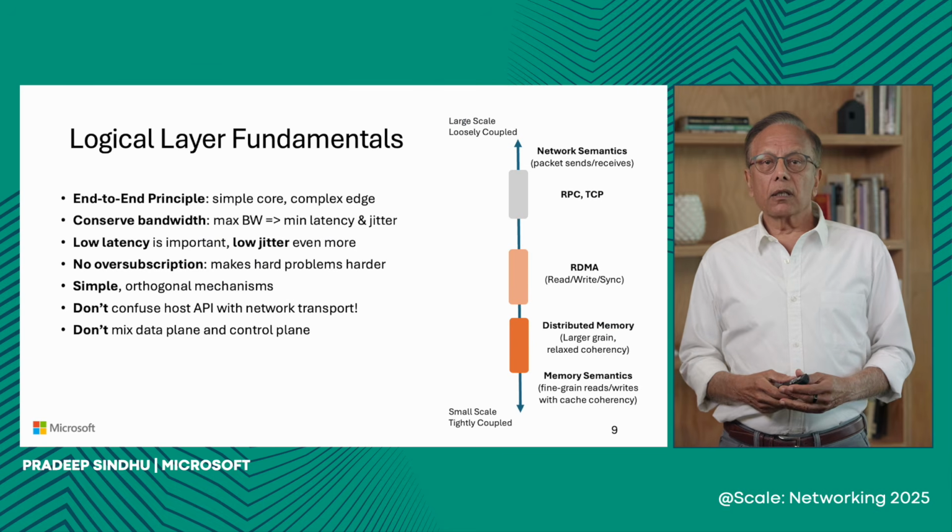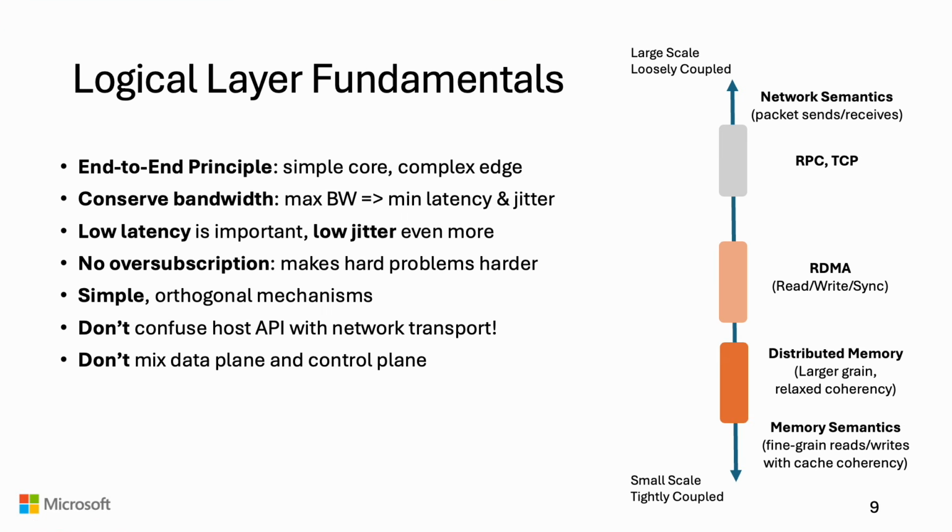Moving on to the logical layer, if you focus on the picture on the right-hand side, what you see is a range of semantics, all the way from the bottom where you have small scale, very, very tightly coupled, to large scale, loosely coupled. So you're going from memory semantics at the bottom, which are typically used in high-performance compute, to network semantics at the top. It turns out that for AI computations, we're talking about things which are somewhere in between these 2 semantic models.